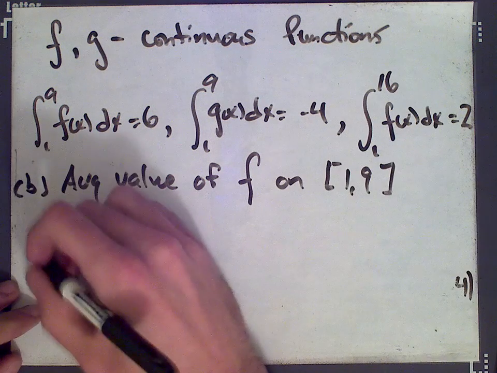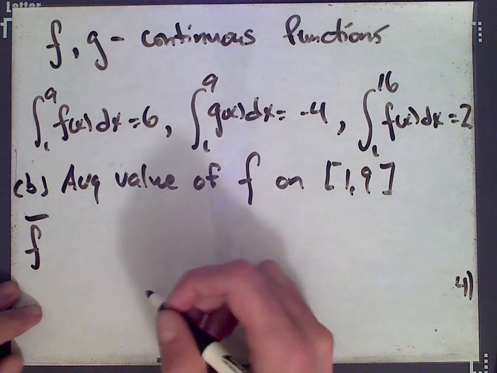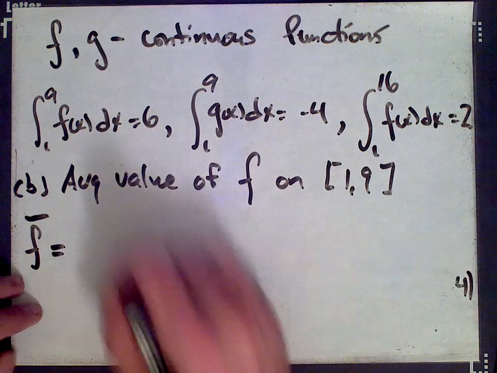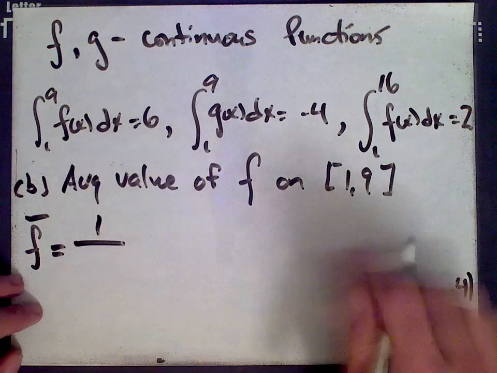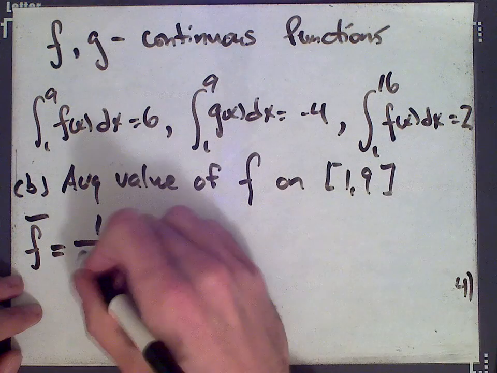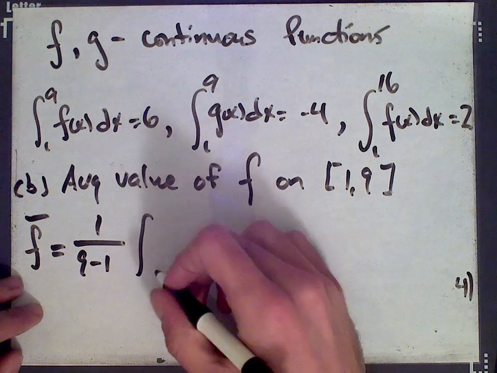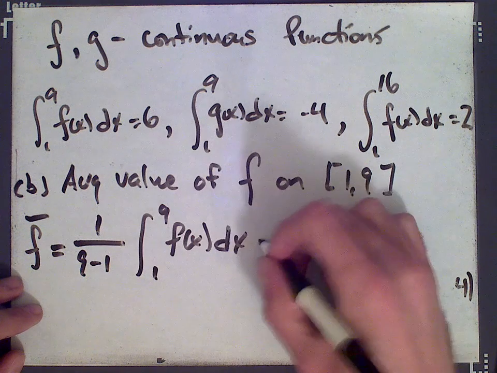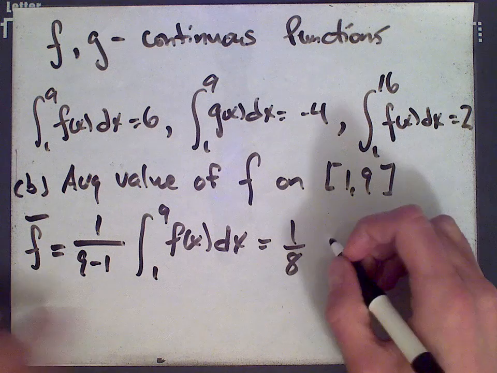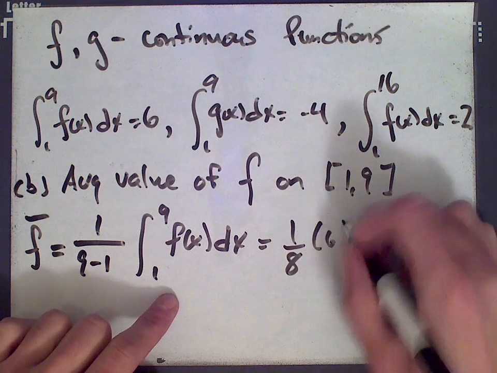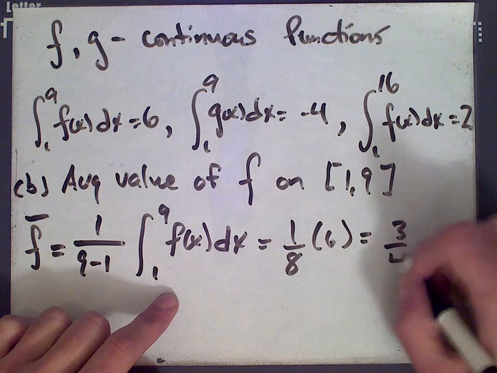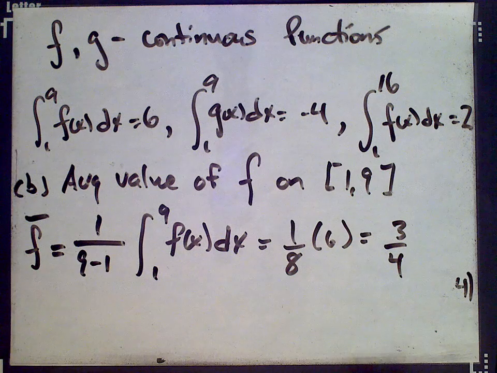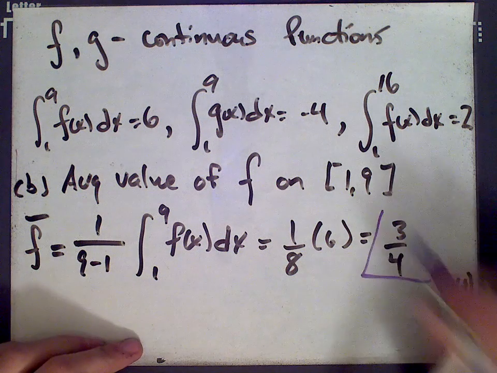Okay, so sometimes this is denoted f bar. And the formula is it's 1 over b minus a, where a is 1 and b is 9. So it's 1 over 9 minus 1 times the integral from 1 to 9 of f of x dx, which is 1 over 8 times this value, which is 6. It's going to be 3 over 4. And that's the answer to part B.